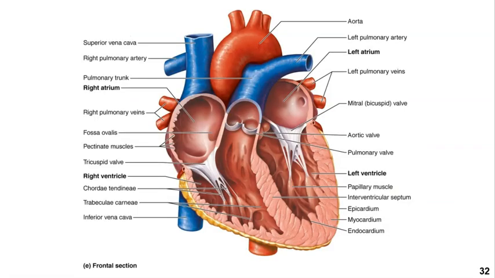So as mentioned previously, the atrioventricular valves, which are also known as the cuspid valves, are situated between the atria and the ventricles. The semilunar valves are found between the ventricles and the great arteries that those ventricles deliver blood to, such as the pulmonary trunk and the aorta.